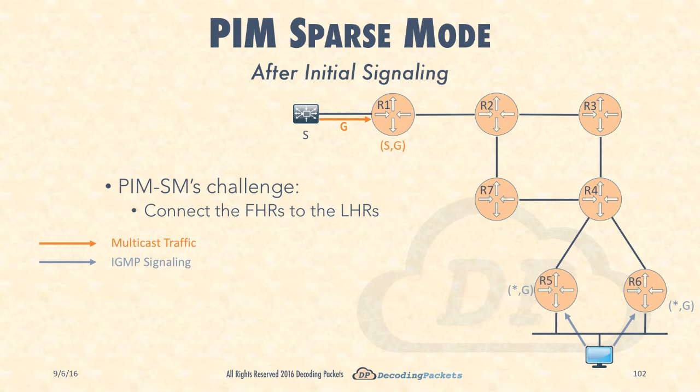Now, out of these two routers, suppose for whatever reason, whether it was priority or the IP address, R6 ends up winning. So R6 now becomes the DR. If you look at R5 and R6, they are both carrying the signaling for IGMP. The star comma G that you see here is all due to IGMP signaling.